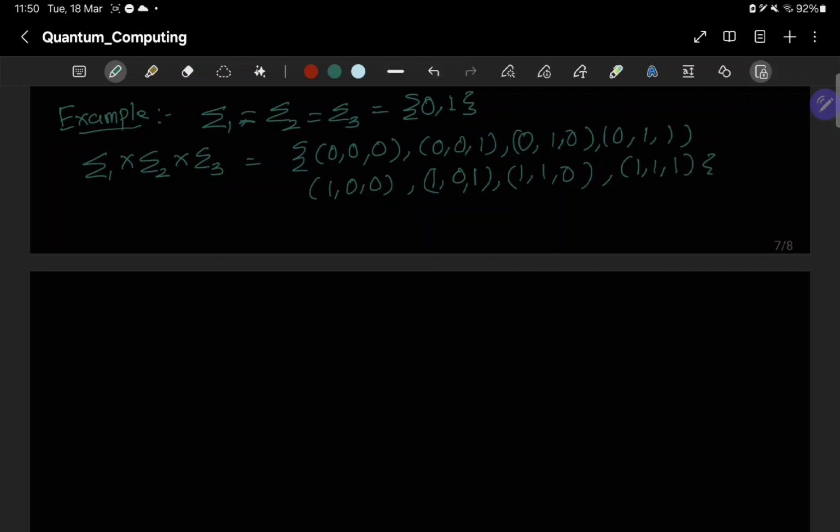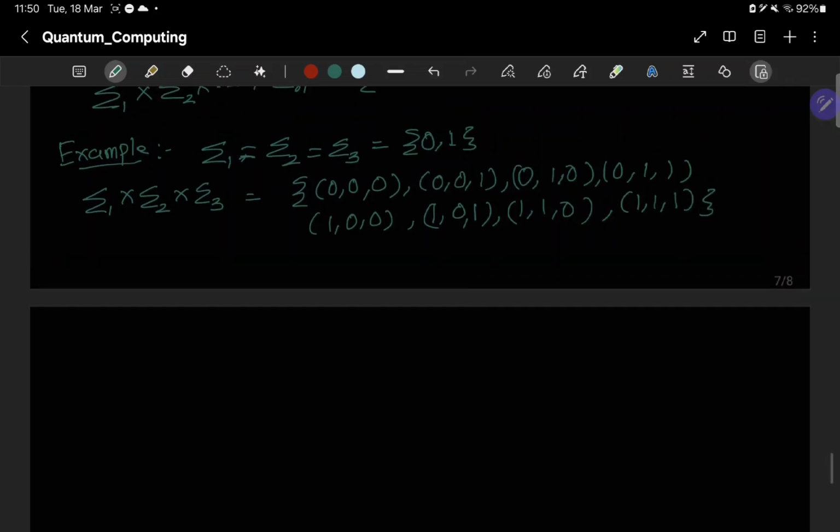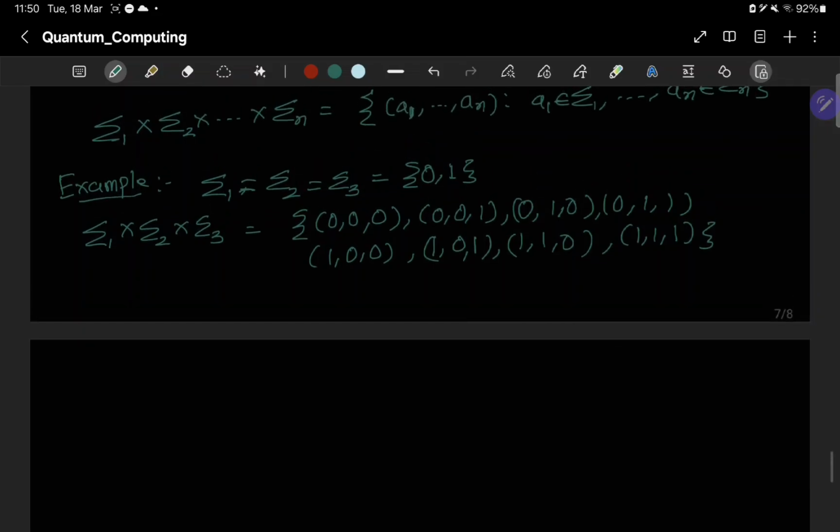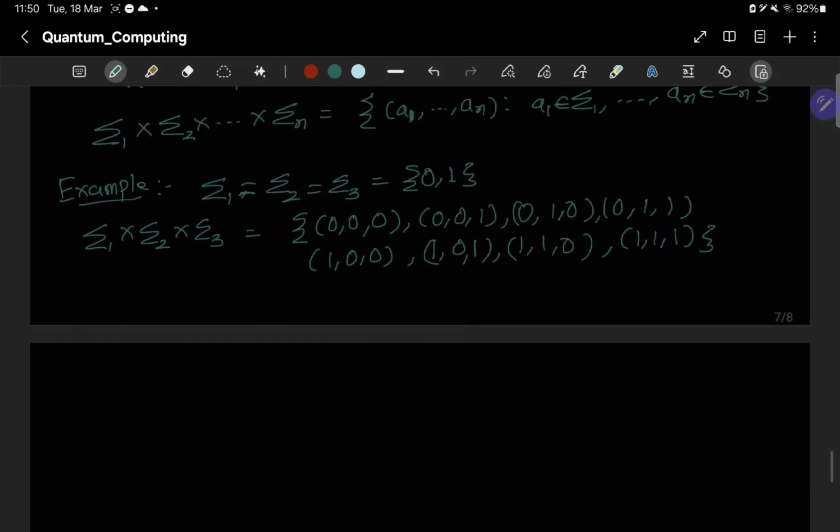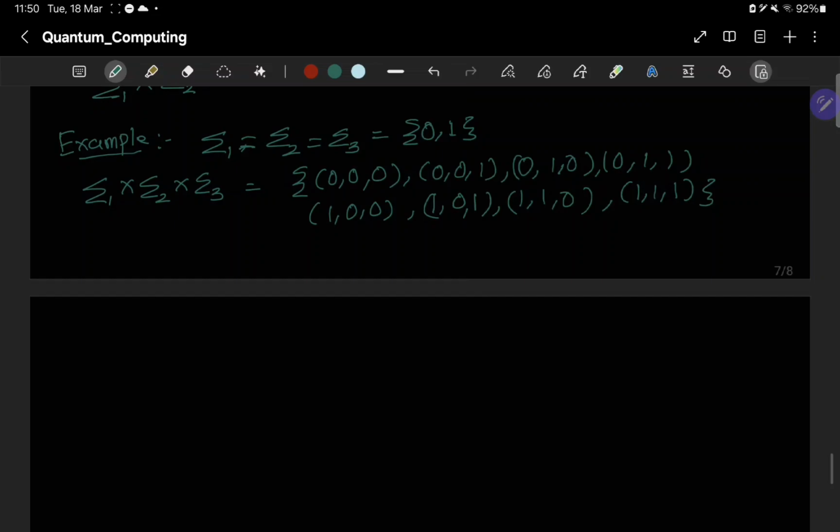The total of 8 elements are there in the Cartesian product set, or the classical state set of this compound system, and that is determined by the number of elements in each of the individual classical state sets. So it amounts to 2 times 2 times 2, which is 8, right? So this is how we can determine the number of classical states present in a compound system.